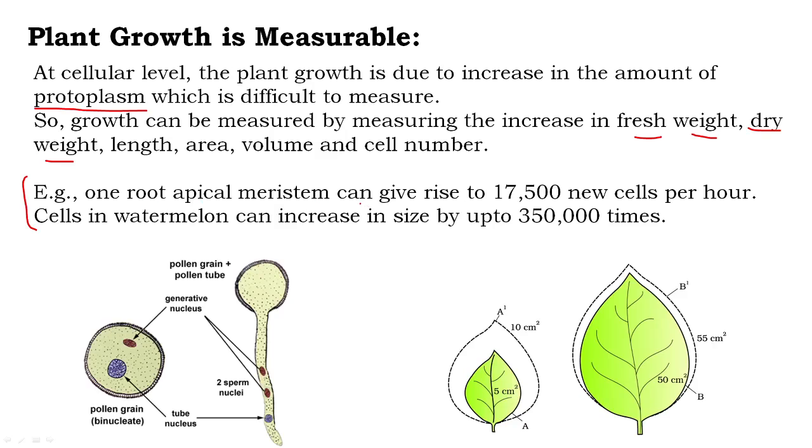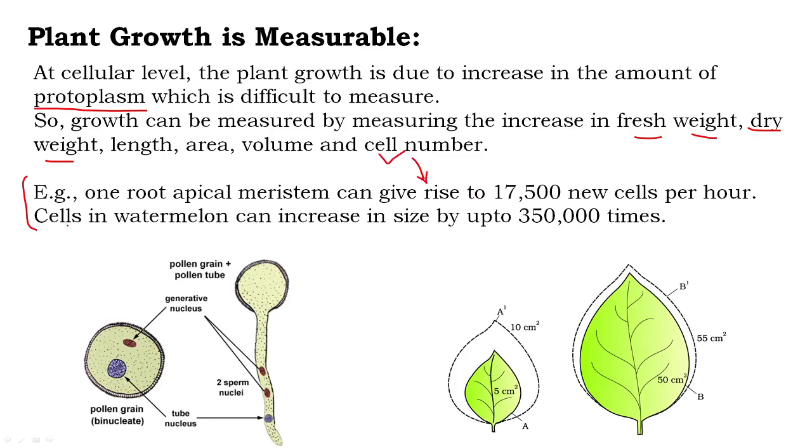Root apical meristem in a maize can give rise to 17,500 new cells per hour. The root apical meristem of maize can give rise to 17,500 new cells in an hour. This is a measure of growth: cell number.